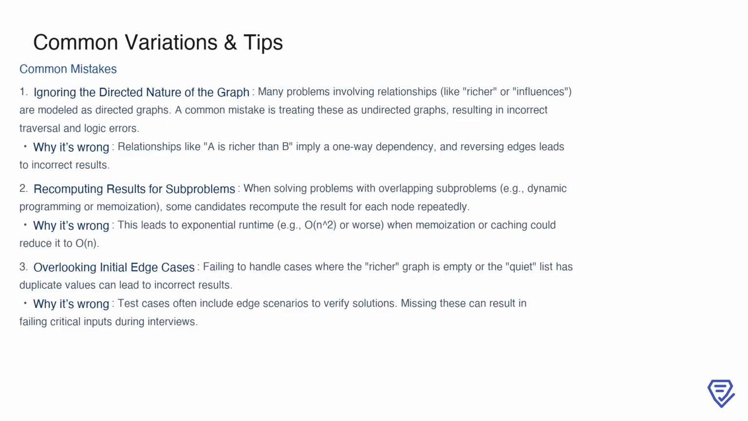Another common mistake is recomputing results for overlapping subproblems. For instance, if you're determining the quietest person in a group, recalculating the result for each node without caching can lead to highly inefficient runtimes, sometimes exponential in complexity. This is why memoization is such a powerful strategy.